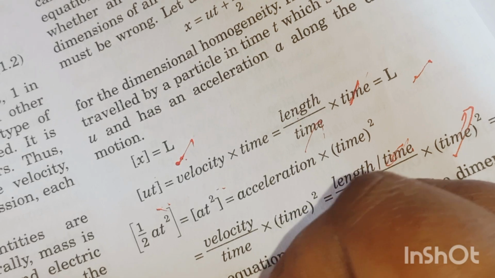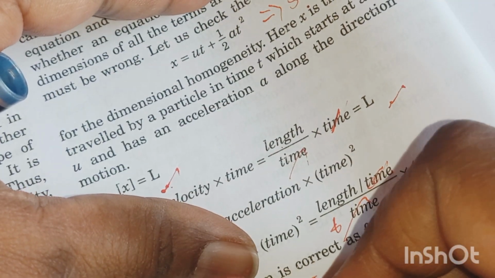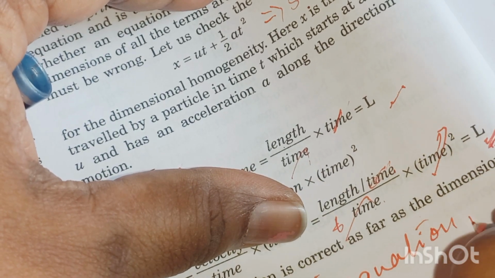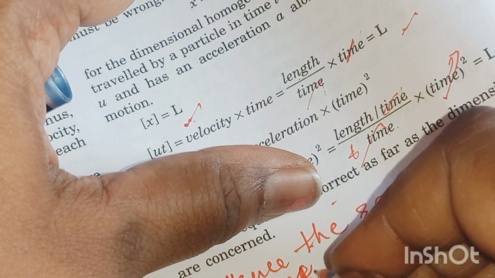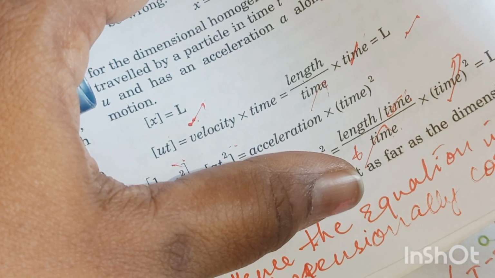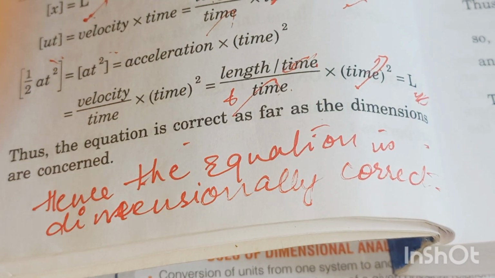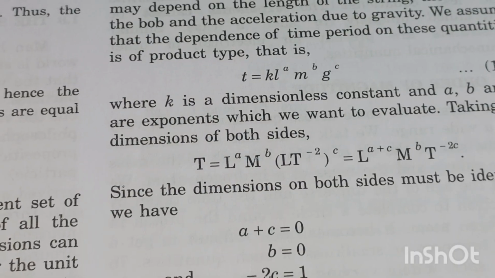Okay, what are you going to write? When you prove all this, the last sentence you have to write is: hence the equation is dimensionally correct. So like this you have to write in a simple sentence. Hence the equation is dimensionally correct. Okay. So now we will see the conversion of one form to another form.